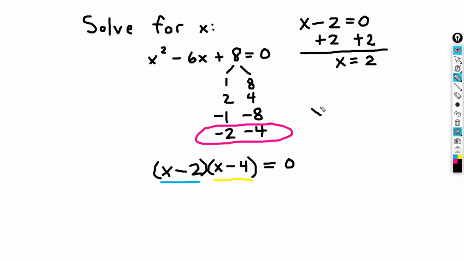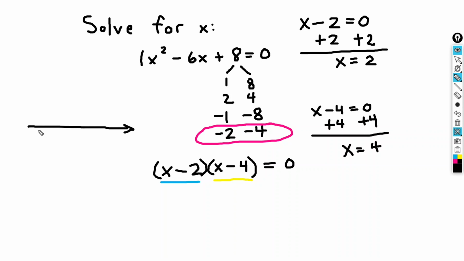Then we're going to set x minus 4 equal to 0. We're going to add 4 to both sides of the equation to solve for x. And so we've got x equals 4. Now you may be asking, what are these solutions, x equals 2 and x equals 4? Well, if you look at this on a graph, in front of the x squared is a positive 1. We don't write the 1, but there is a positive number. So this is a parabola that opens up.